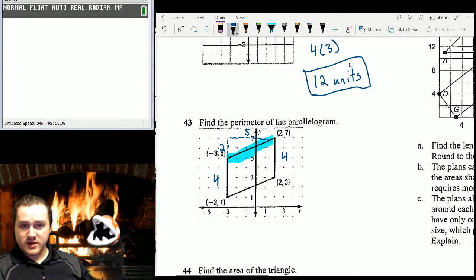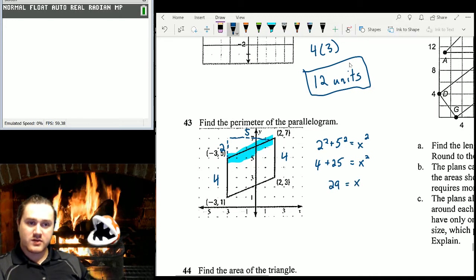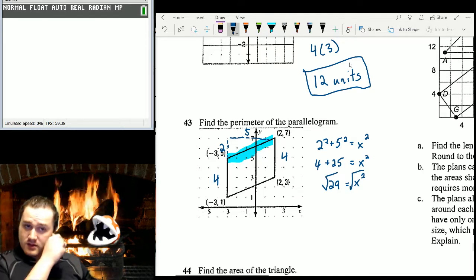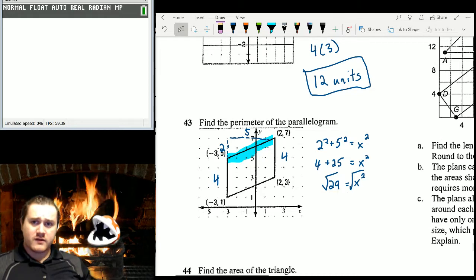Alright, so we're going to do the Pythagorean theorem with that. 2 squared plus 5 squared equals x squared. 4 plus 25 equals x squared. 29 equals x squared. Square root. The square root of 29 is roughly 5.4.